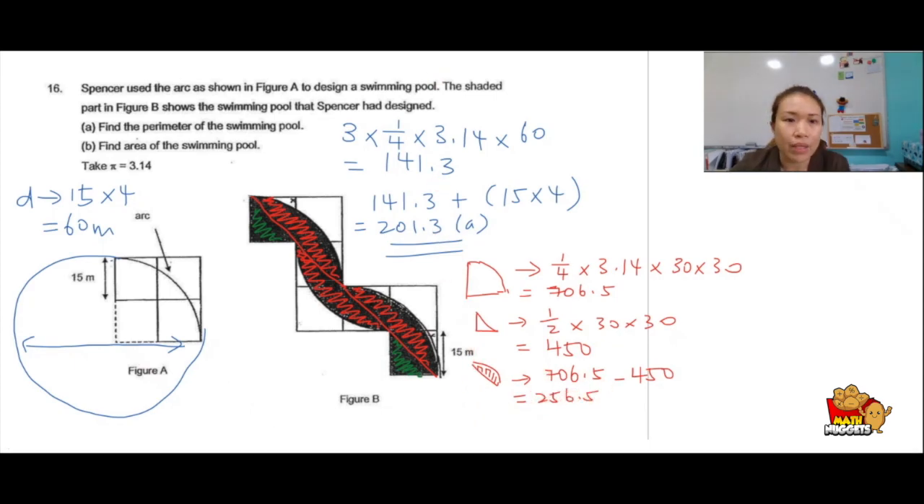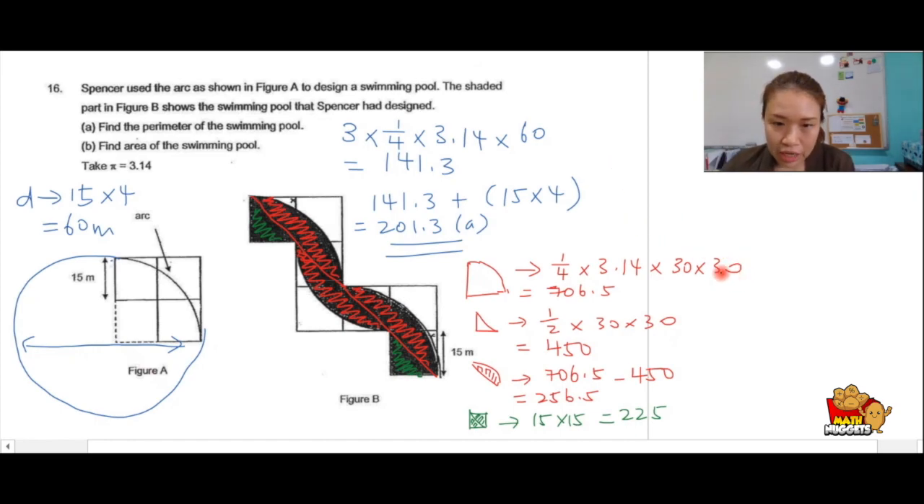Next, we've got to find out what is one. Okay, how about I find out the two green triangles at once? So that's basically one square, which is 15 times 15, which is 225. So now I have three half leaves, right?